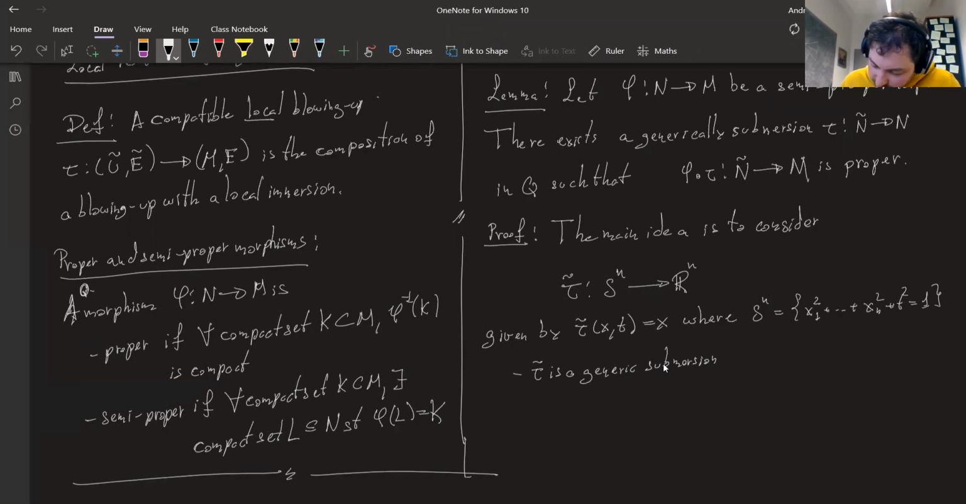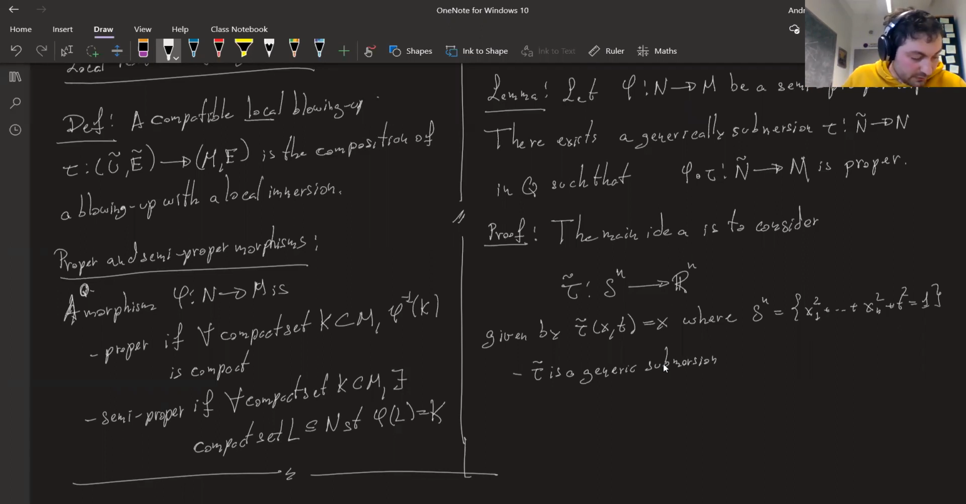It's a submersion everywhere outside of the hemisphere given by t equals 0. Sorry, the other is equal to... outside of this is all equal to, yes, t equals 1. Sorry.